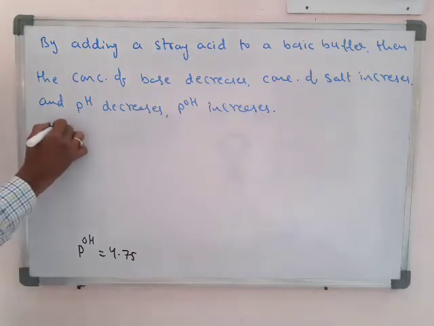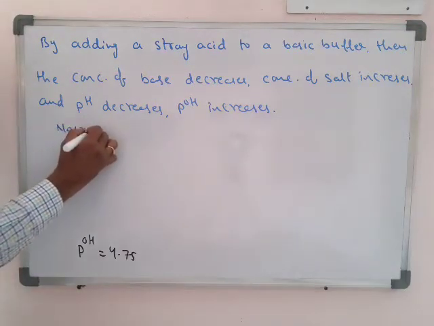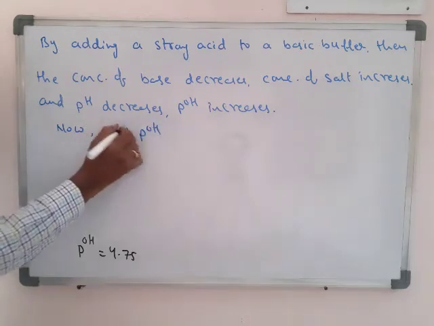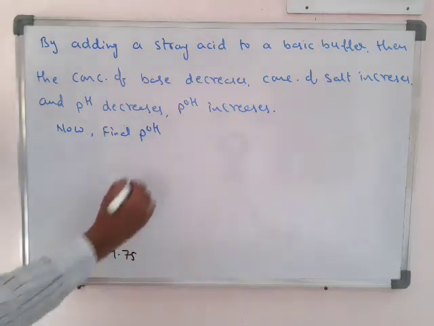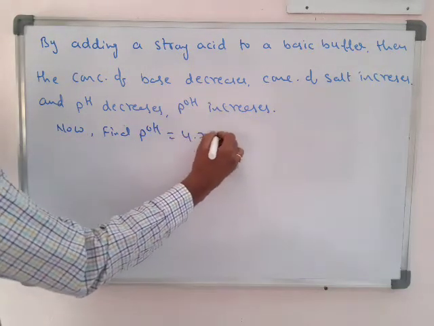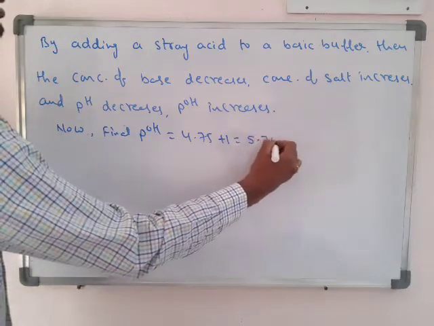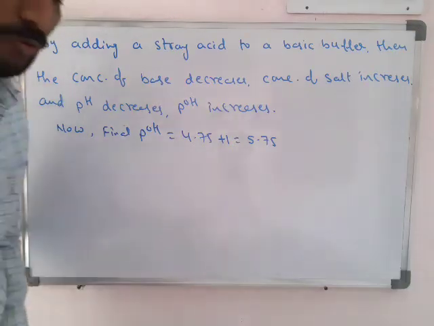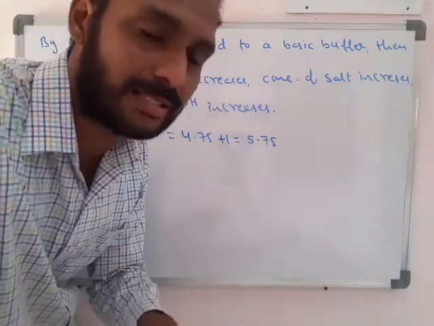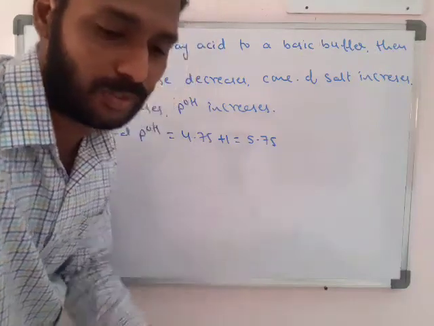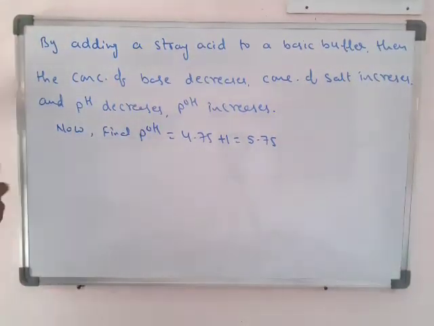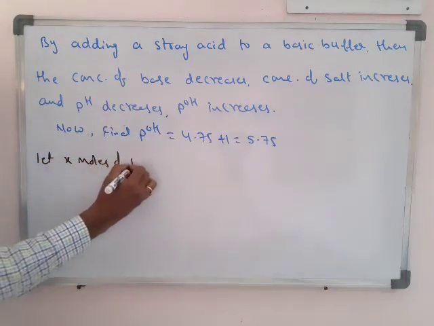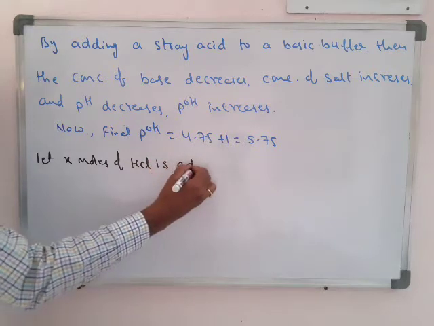So therefore, now means after adding. Now the final pOH equals how much? 4.75 plus 1, that is 5.75. Means we got the final pOH, but we have to find the number of moles of acid added to get this pH. Okay, let's take x moles of HCl is added.